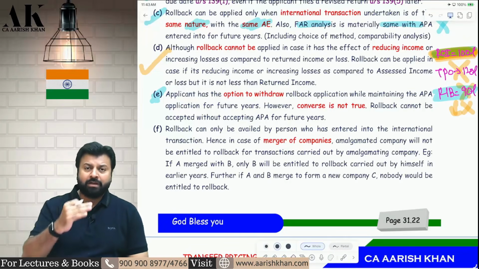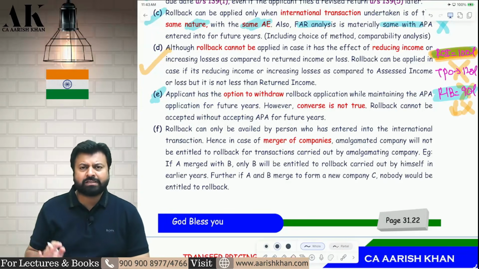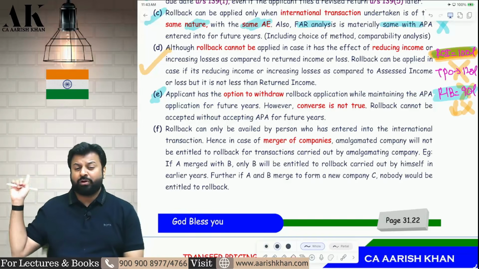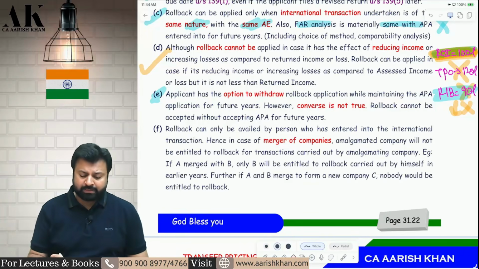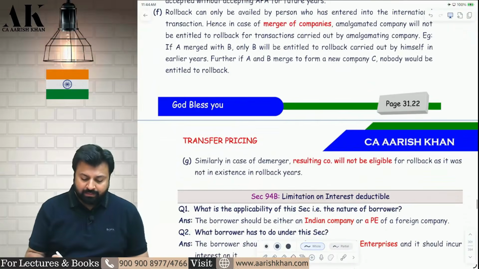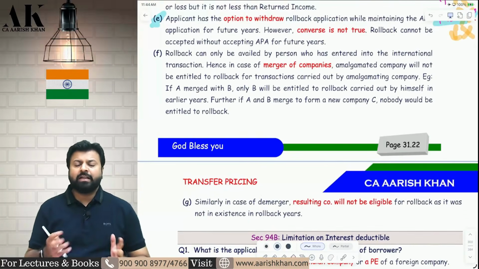Only APA is possible. If you want to go for only future transactions agreement, you can go for that. But if you want to go for only past transactions agreement, that is not practically possible. I hope it is clear to all of you. Last but not least, in case of merger and demerger, what will happen, sir?